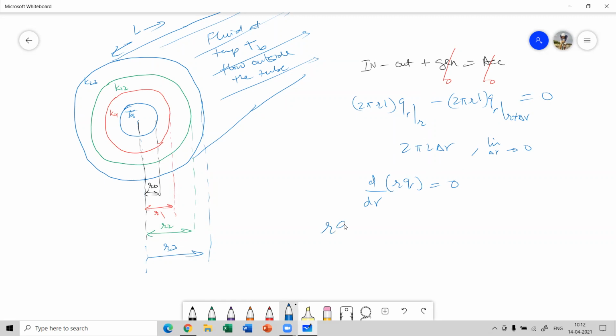So what we have is r Qr is nothing but a constant. Let's say it is r naught Q naught. It's a constant, where r naught is the inner radius of the inner tube, and Q naught is the heat flux present over there. Now, similarly for region 1 to 2, that is for the green region, and for the outer blue region, that is 2 to 3, it will also remain the same.